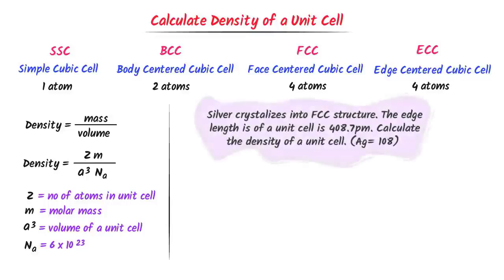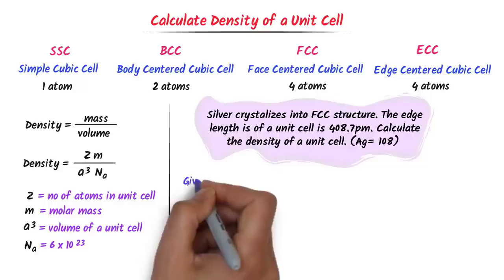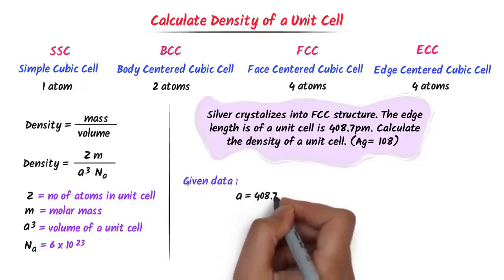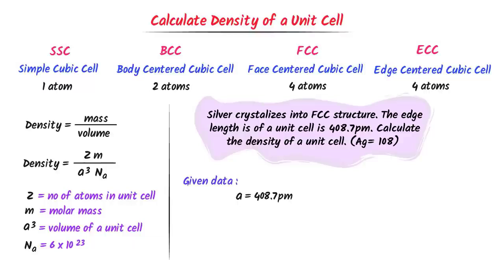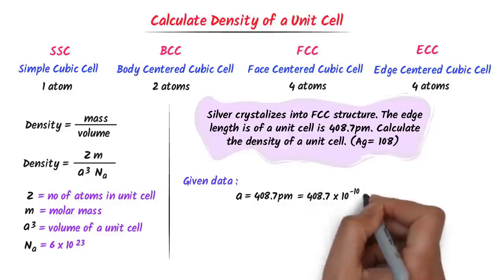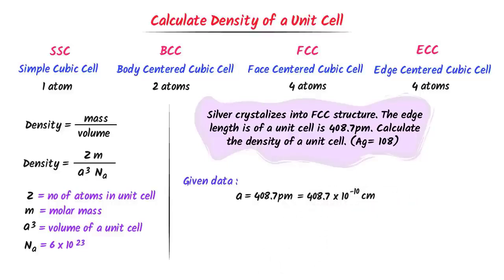Now consider this question. Silver crystallizes into FCC structure. The edge length of a unit cell is 408.7 pm. Calculate the density of silver if the molar mass of silver is 108. Now according to the given data, a equals 408.7 pm. Remember that I always convert pm into centimeter. So I write 408.7 into 10 to the power negative 10 centimeter. Secondly, the molar mass of silver is 108.